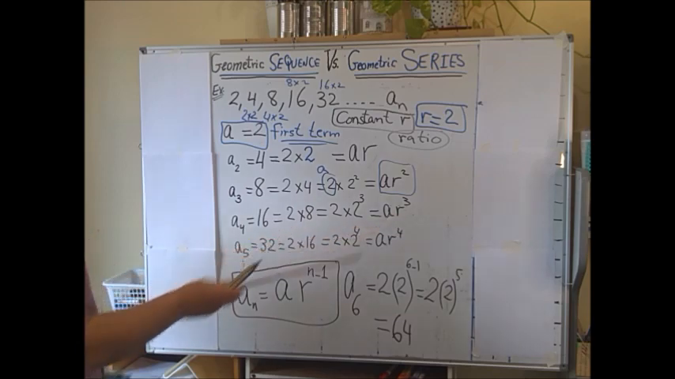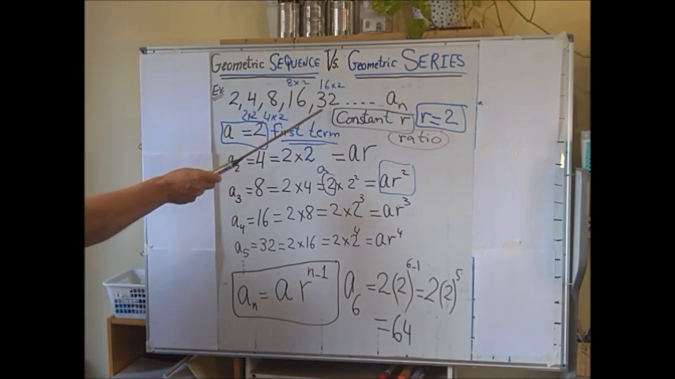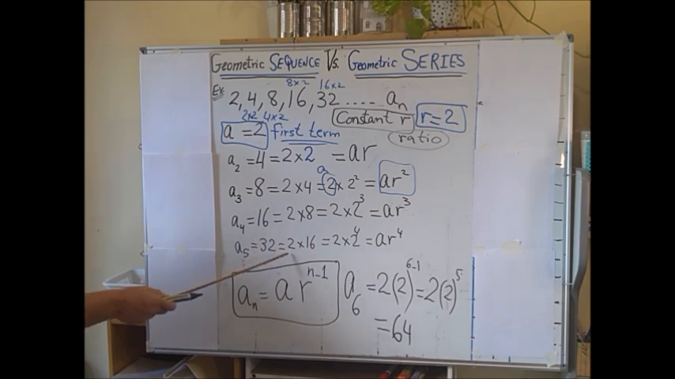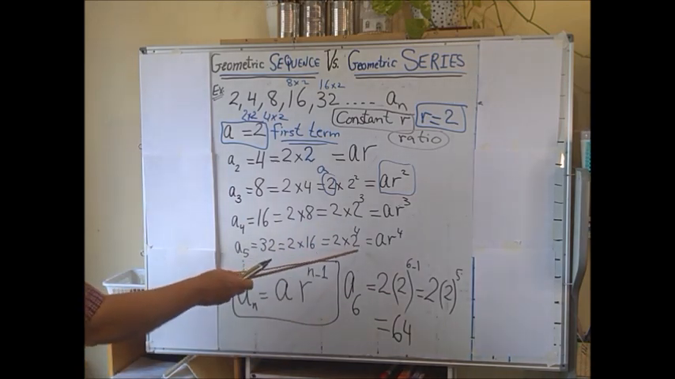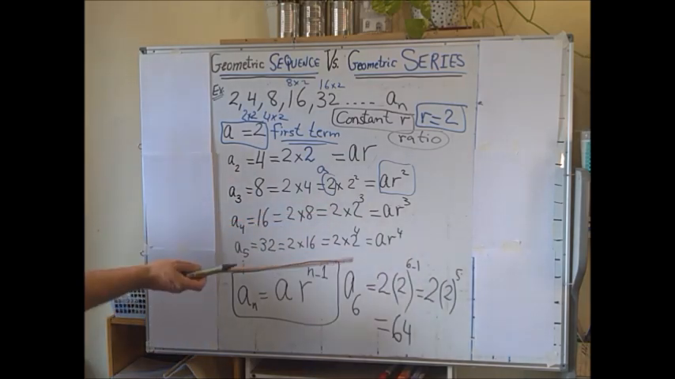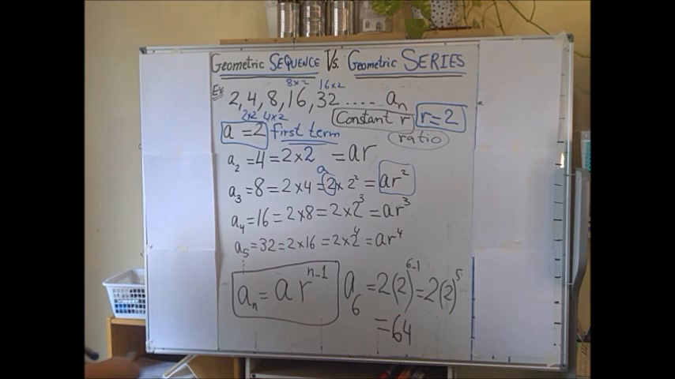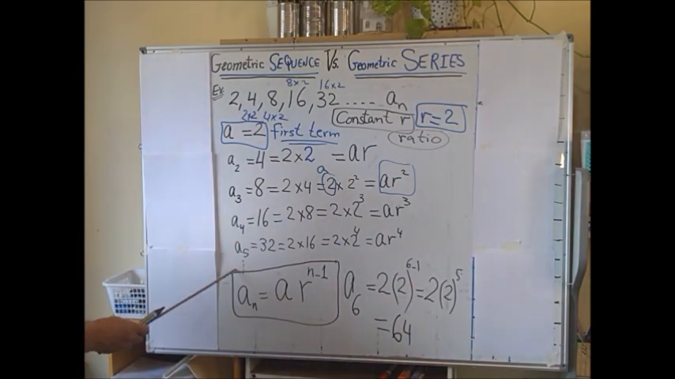So that's AR cubed. And then A5, as we see there, is 32. So it's 2 times 16. But 16 is 2 to the power 4, like 8 times 2. So this is 2 cubed, then 2 cubed times 2 is 2 to the 4. That's AR to the 4. And if the pattern continues like that, this is what we get.